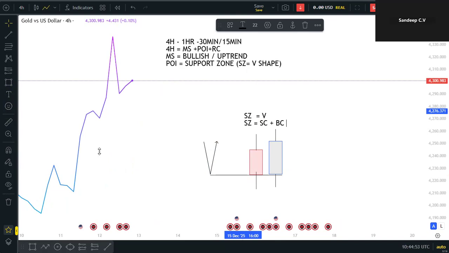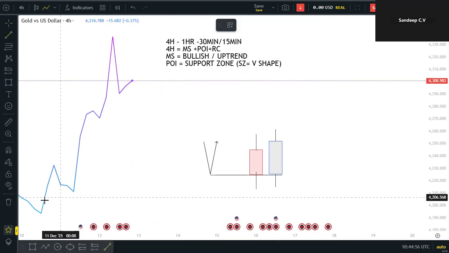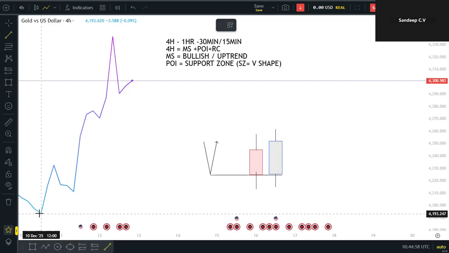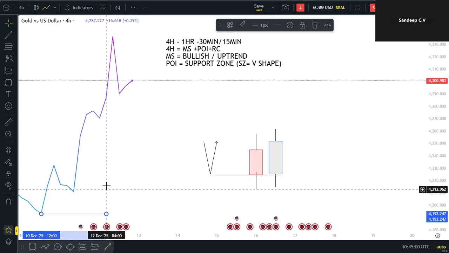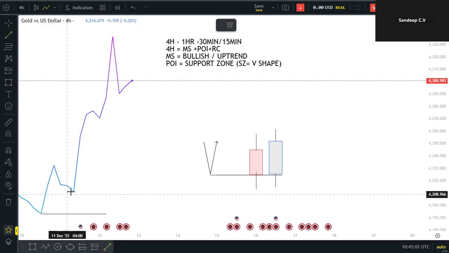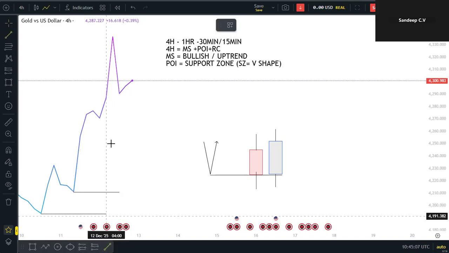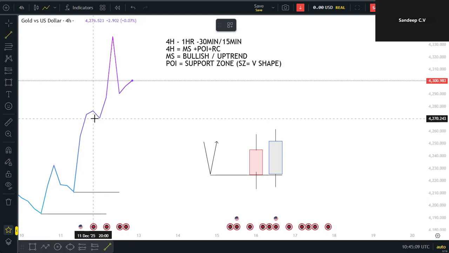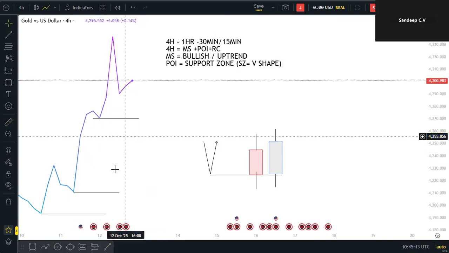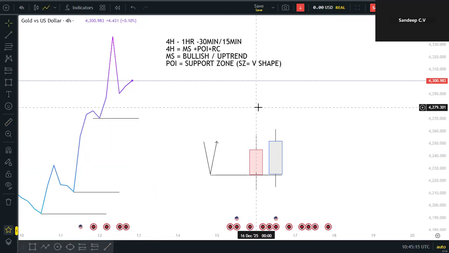And if you can look here, let's mark out some of the supports that we have. We have one support over here, one support over here, and another support over here. So we can mark multiple supports. This is the most recent support in the market where I'm expecting price to react.